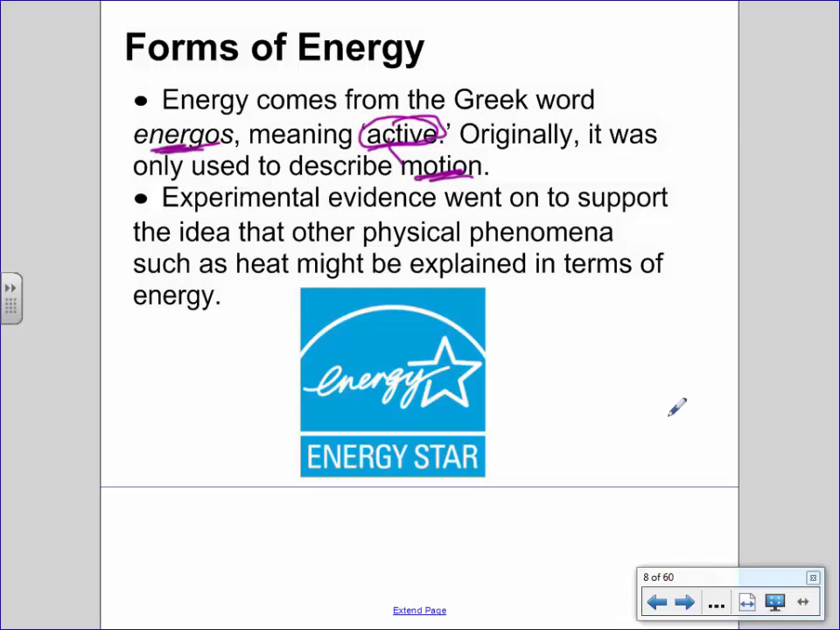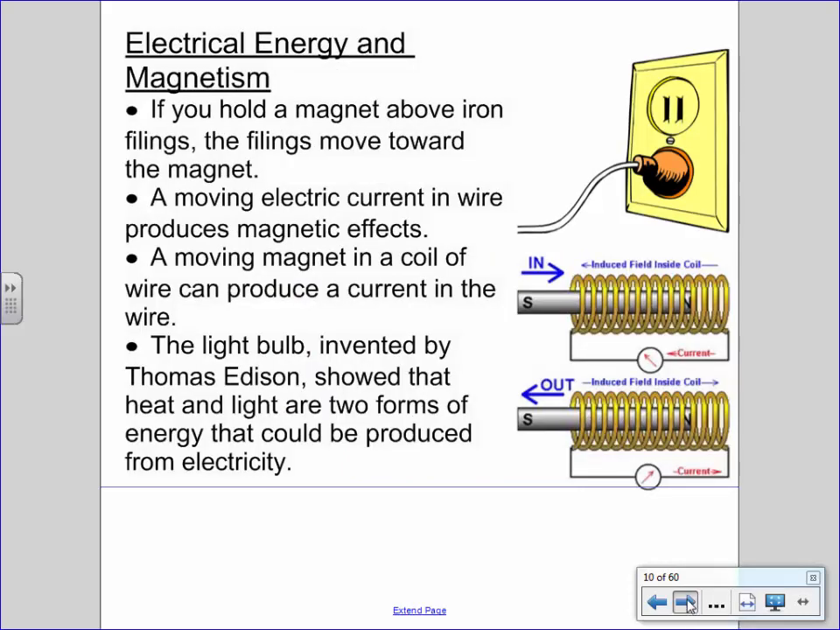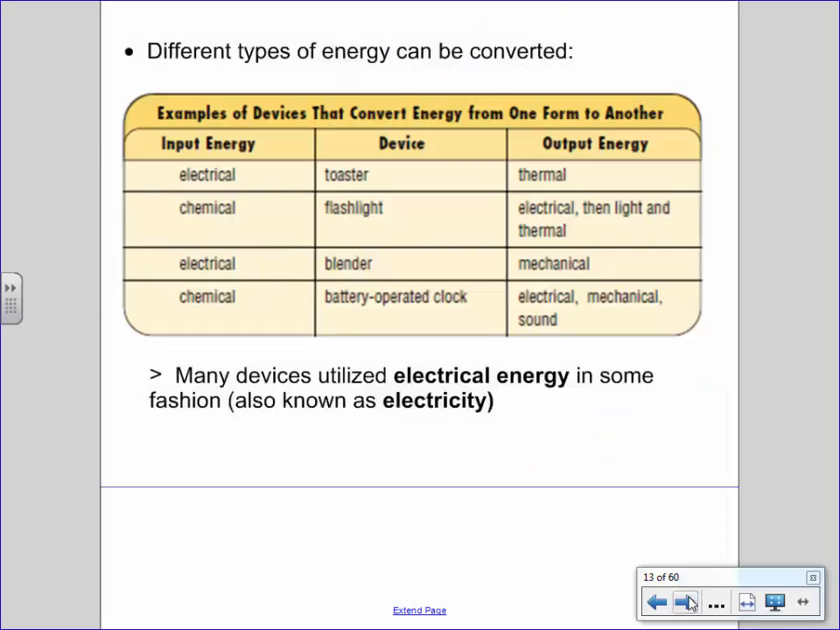Okay, I feel like I've been super redundant. Do you guys feel like you got my main points here? Because we're actually not studying energy in general. We're going to study specifically electrical energy. So I'm going to skip these slides. You guys can just read them later. Here's a slide about chemical energy. Here's a slide about electrical energy, nuclear and solar energy.